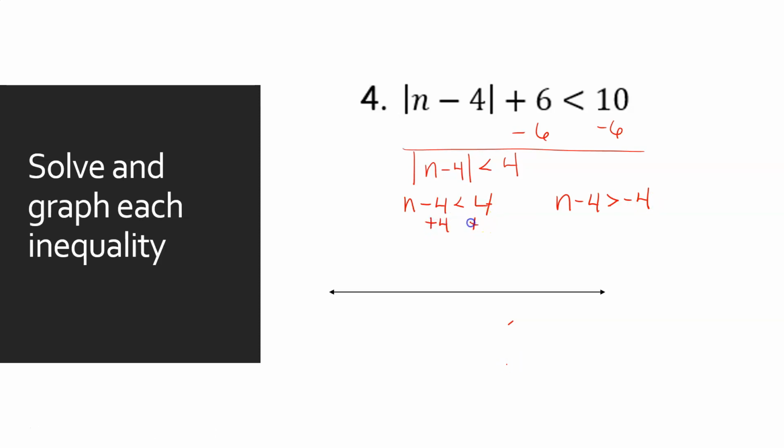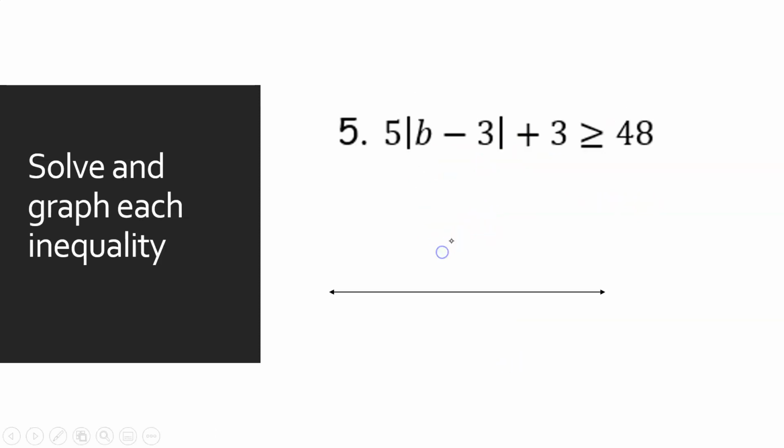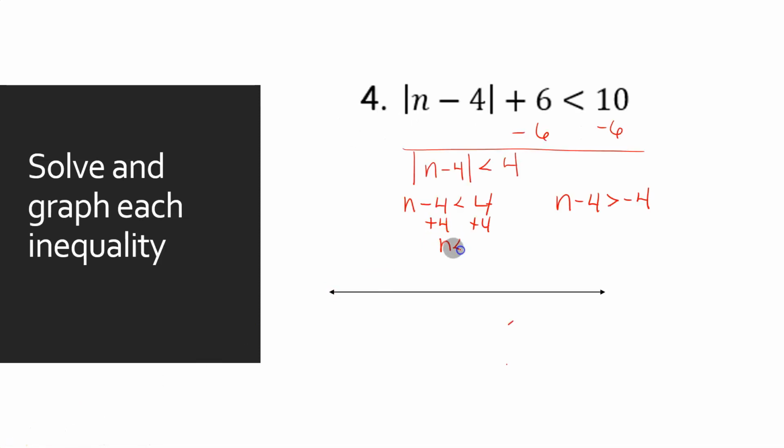I'm going to add 4 to each side, so I have n is less than 8 over here, and then I'm going to add 4 here, and I have n is greater than 0.